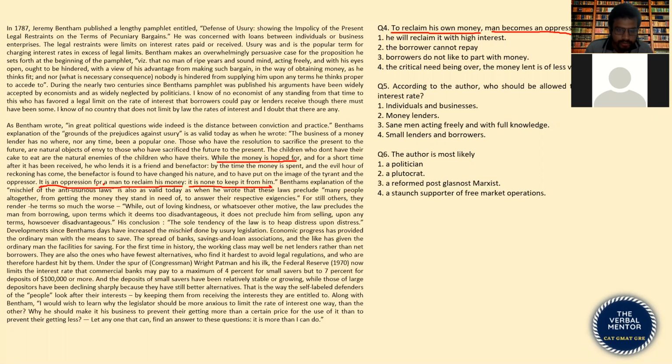While the money is hoped for and for a short time after it has been received, he who lends is a friend and a benefactor. By the time money is spent and the evil hour of returning it or reckoning has come, the benefactor is found to have changed his nature and to have put on the image of a tyrant and the oppressor. It is an oppression for a man to reclaim his money.